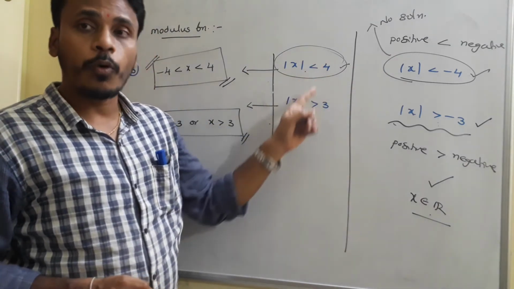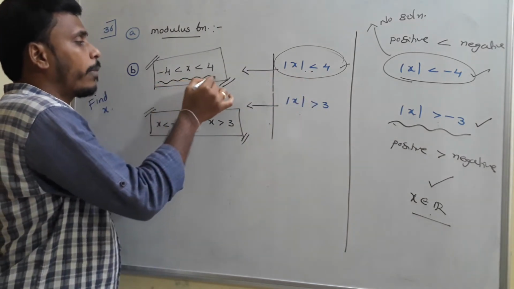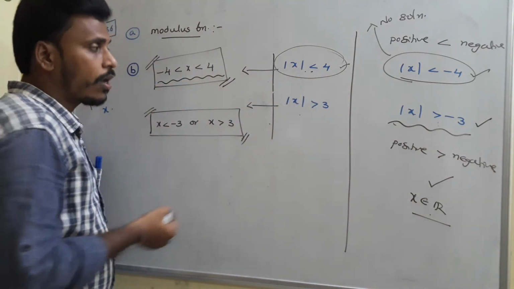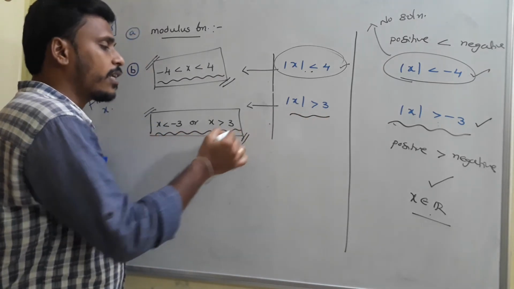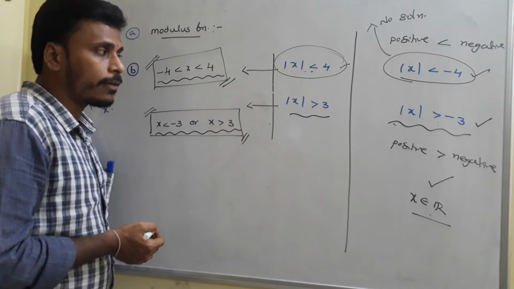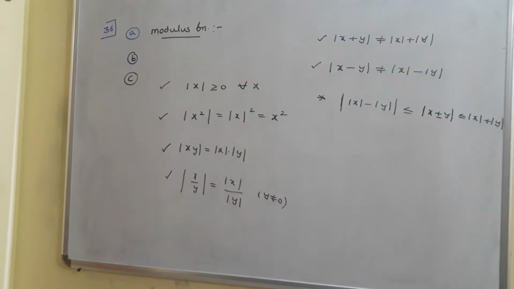Whereas if that number is positive, if it is less than, you need to consider it in this format: minus 4 less than x less than 4. And if it is greater than 3, you need to consider that x is less than minus 3 or x is greater than 3. Okay, just have a look. I am explaining with a few examples, but you need to generalize them in terms of a and in terms of general forms.